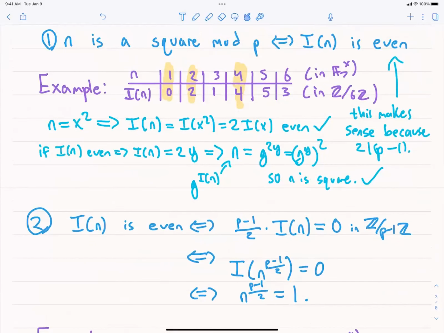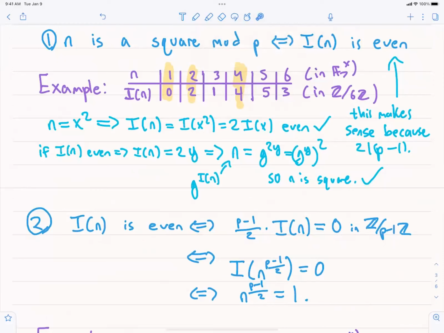Okay, but this is good because if I of n is even, then p minus 1 over 2 times I of n is going to be congruent to 0 mod p minus 1. And really that's if and only if. If I of n is even, that means you can write it as 2 times something else, and so that 2 will cancel the 2 in the denominator, and you just get p minus 1 times something. And of course, that's 0 in Z mod p minus 1 Z. Good. So this is an equivalent statement.